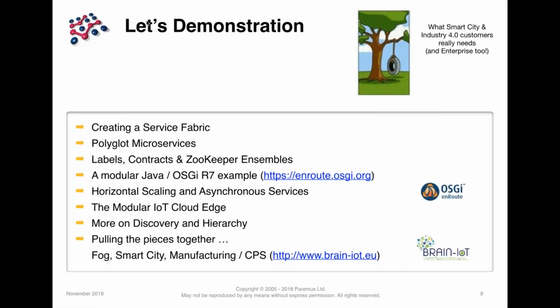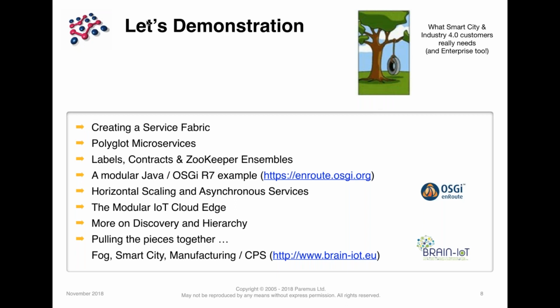So what we're going to do in the demonstrations is, first of all, create a service fabric. We're then going to deploy some standard microservice applications to it, and have a look at those. We're then going to look at ZooKeeper ensembles and consistency and coherent log management, those sorts of things, and at the same time we'll look at labels and contracts.